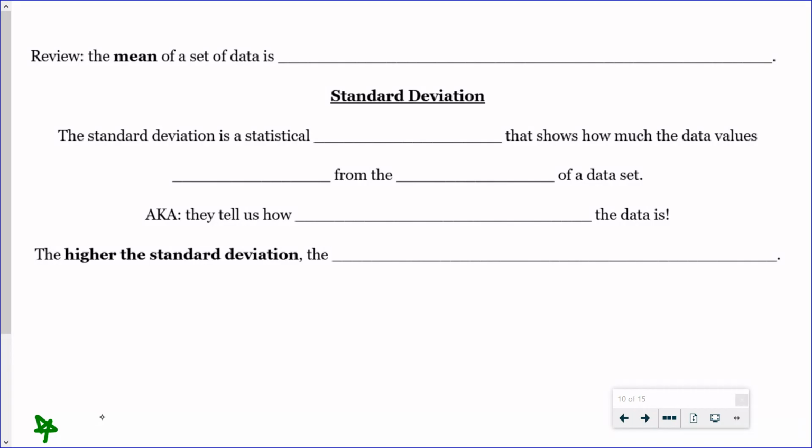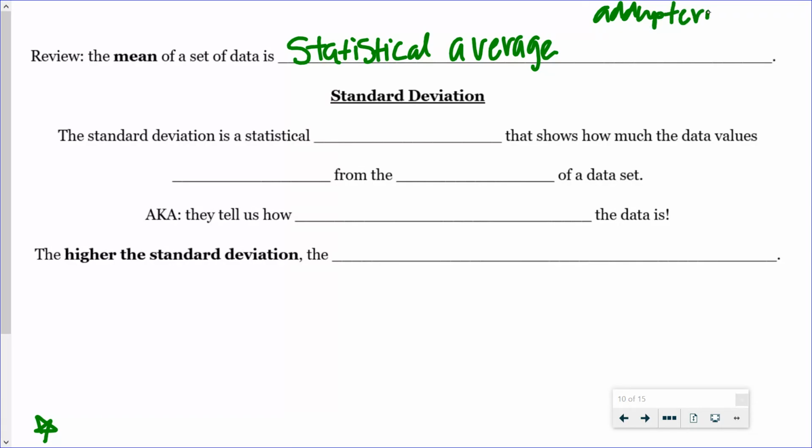Alrighty, so we're going to be talking about two things, standard deviation and the normal curve. To start, when we're talking about standard deviation, we need to do a little review, and that is of the word mean. So the mean of a set of data is the statistical average of a set of data, right? It's that thing where we add them all up and we divide them by the total number.